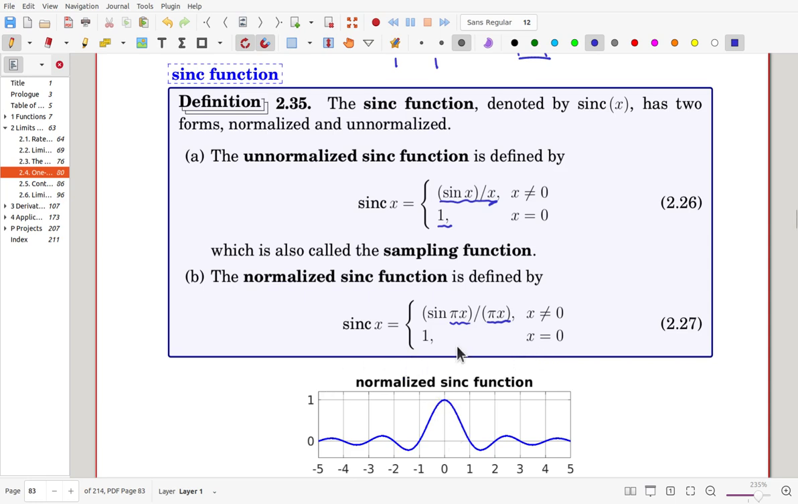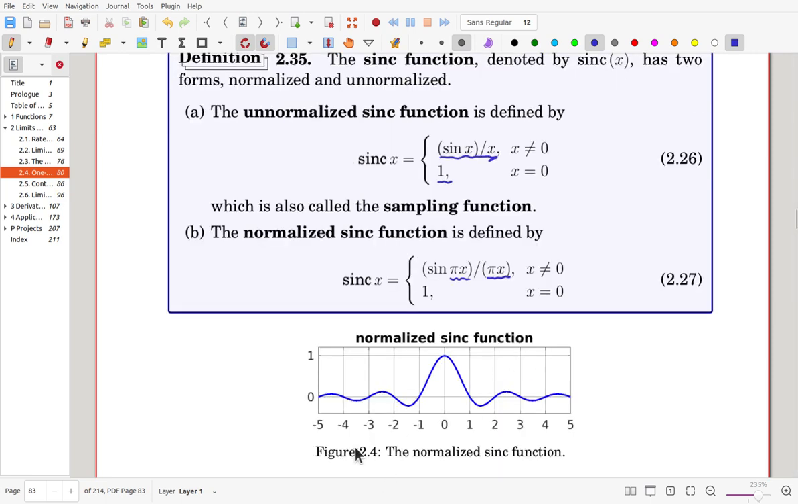Then, the same way, for every integer value, sine pi times an integer will be 0. You can see that in the graph. So at every integer except 0, the value will be 0, and it is oscillatory, but the oscillation becomes smaller and smaller. That is the normalized sinc function. It's quite popular, and later on we'll have some chances to use it.